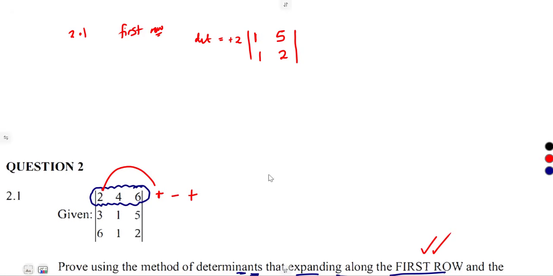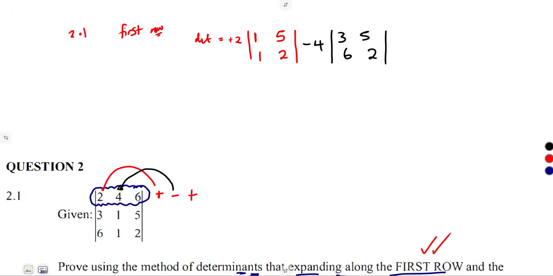We do the same for the minus affecting 4. So that's minus 4. Its determinant when we close the row and column where that 4 is. If we close the row and the column, you're going to remain with 3, 5, 6, 2. Those are the ones that we need. All right. So you're going to remain with 3, 5, 6, 2.